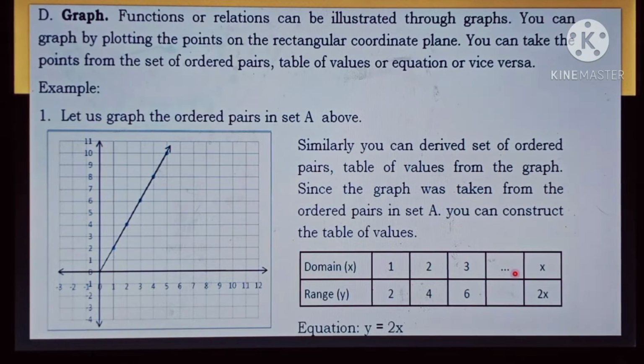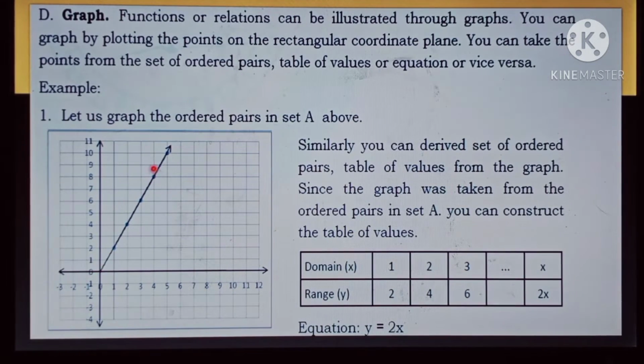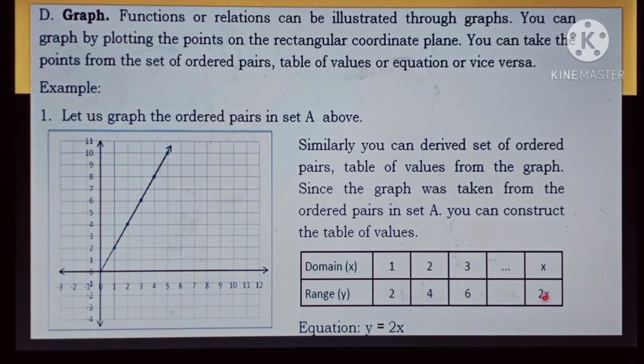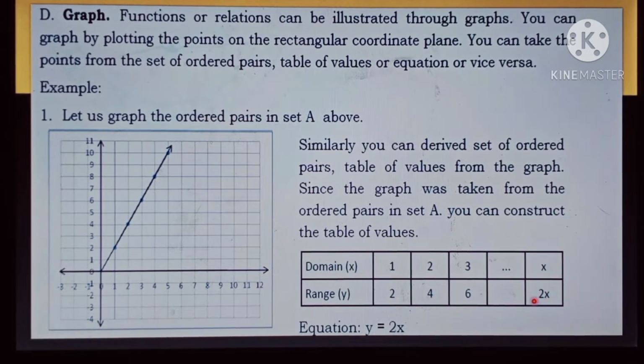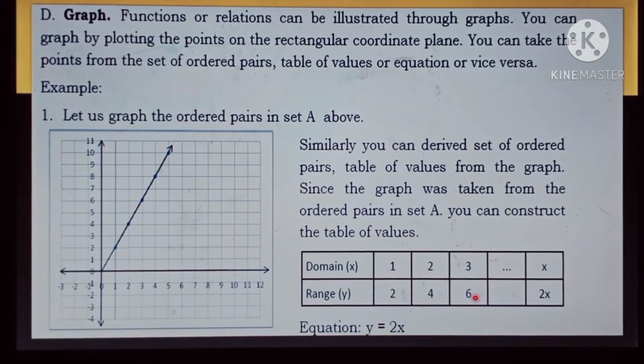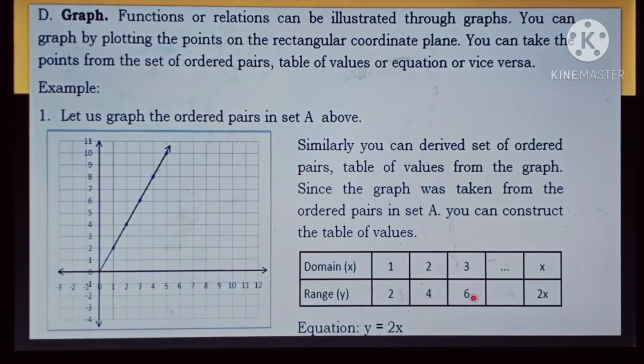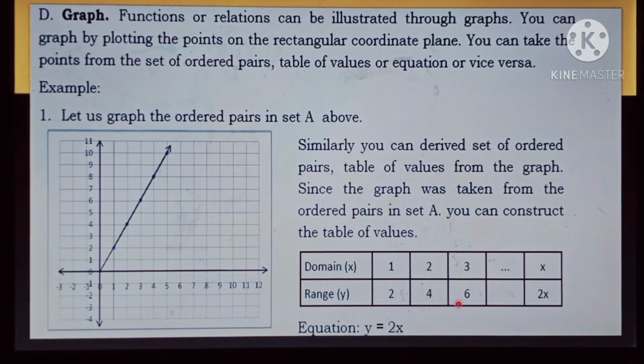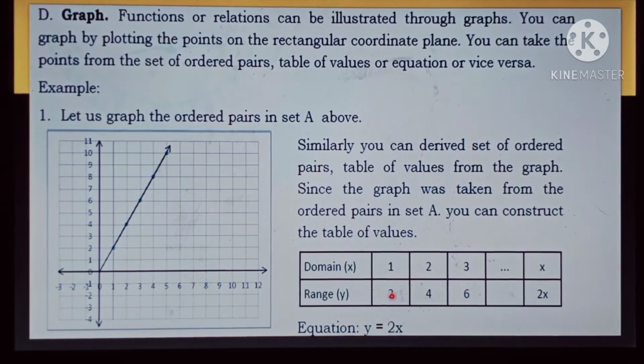And so on again. So, if we extend this indefinitely, then we all know that the formula will be 2x or 2 times x. So, kung makikita nyo, 2, 4, 6. So, in graphs and in tables, you can find a pattern. So, dito, 2, 4. So, 2 ang difference. 4 naging 6, 2 ang difference.